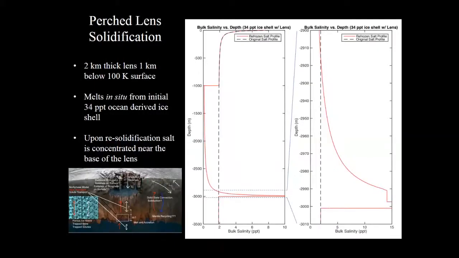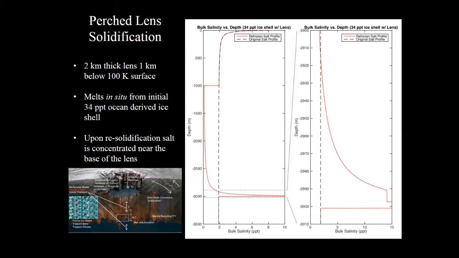Lastly, we looked at the solidification of lenses in the shell. So if you have this perched lens within the shell, we have the background salinity here in the dashed line. So that was the original profile of the ice shell. And then we melted this lens in situ and well mixed it. So it's going to have a lower salinity to begin with.